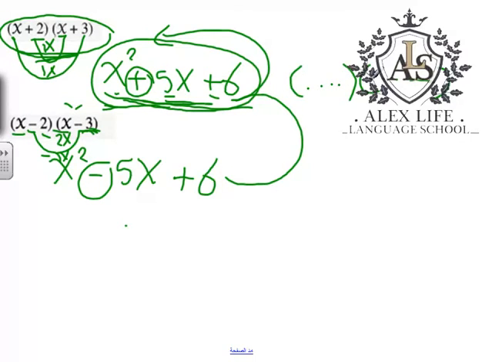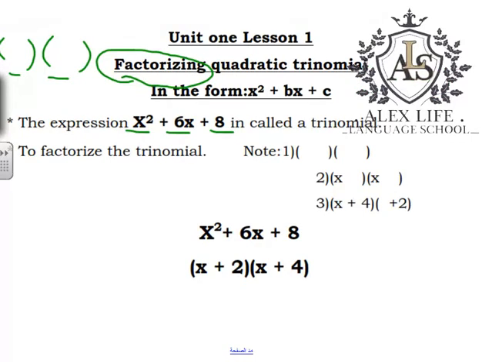This is the meaning of factorization. Okay, so if we have this expression x power 2 plus 6x plus 8, at first we open two brackets and search for number 1. What times what equals x power 2? It's x times x.